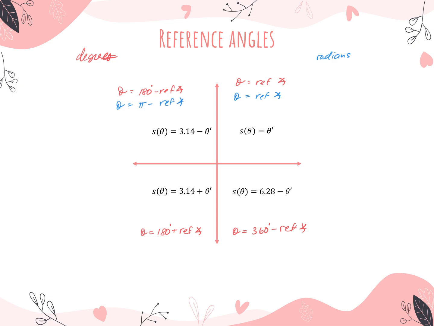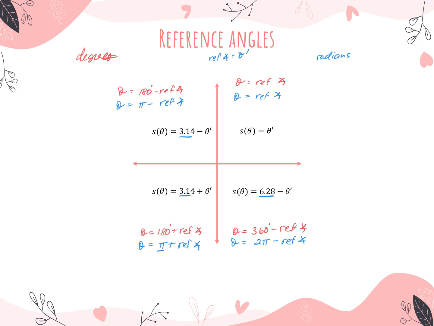And again, the reference angle is also known as theta prime, but we just call it reference angle. But again, it's going to be pi or 3.14. Remember, pi and 3.14 are the same. And so in quadrant 3, it's going to be pi plus the reference angle or theta prime. And in quadrant 4, it's 2 pi minus the reference angle or theta prime. Again, you can use 2 pi, or you can use 6.28, you can use pi, or you can use 3.14. So that's how we're going to get that.